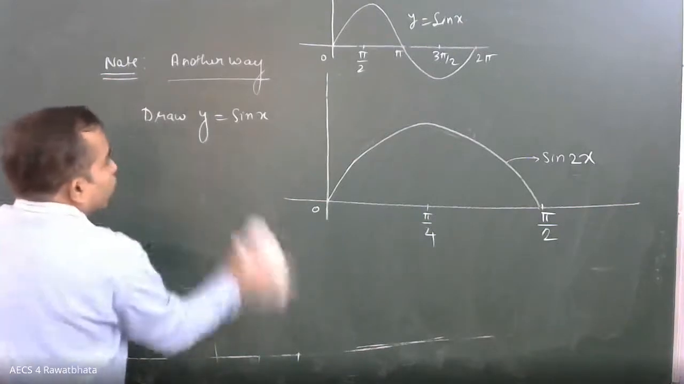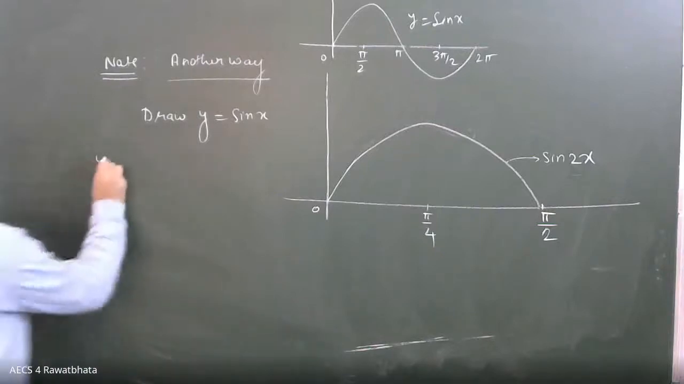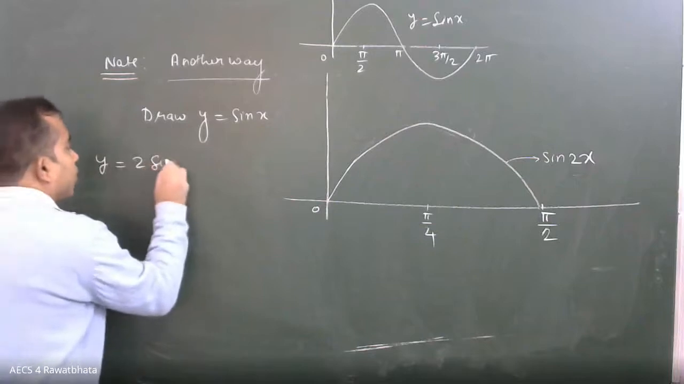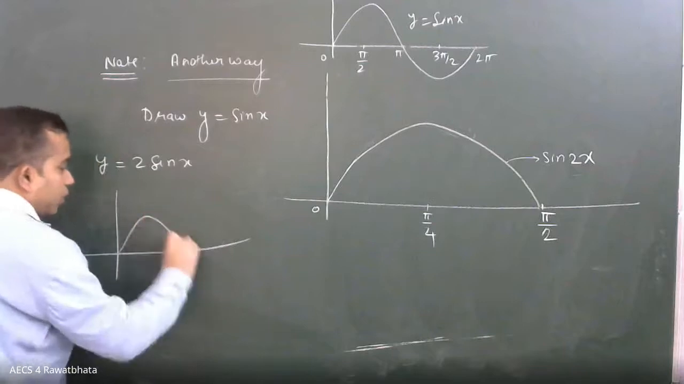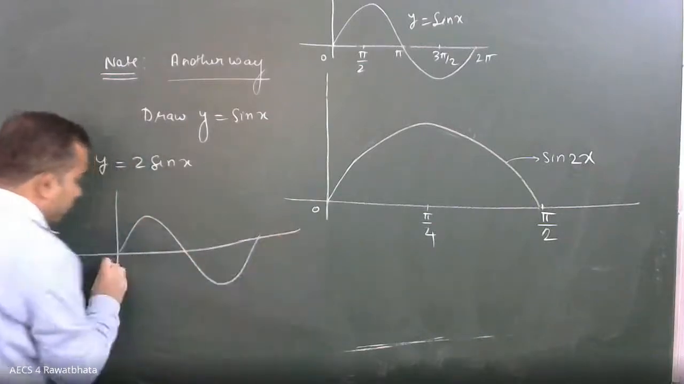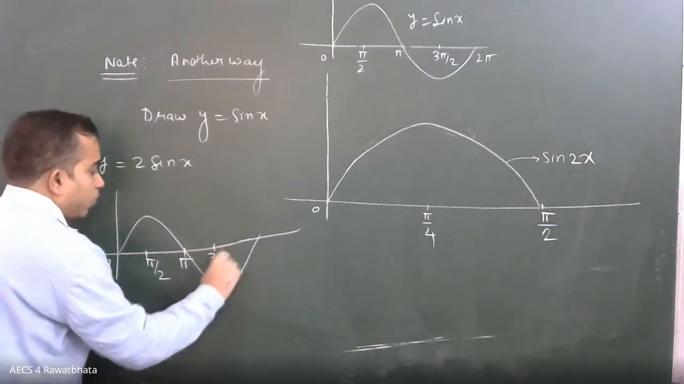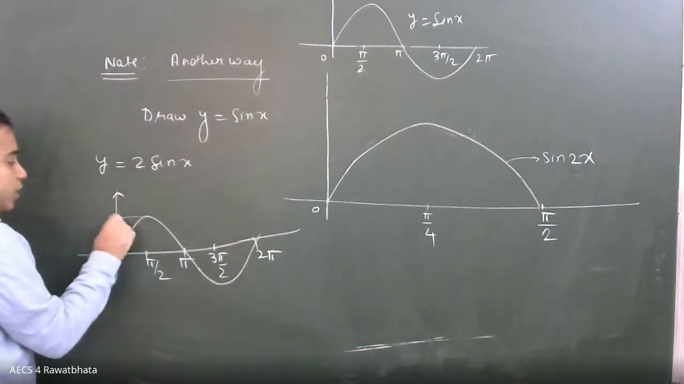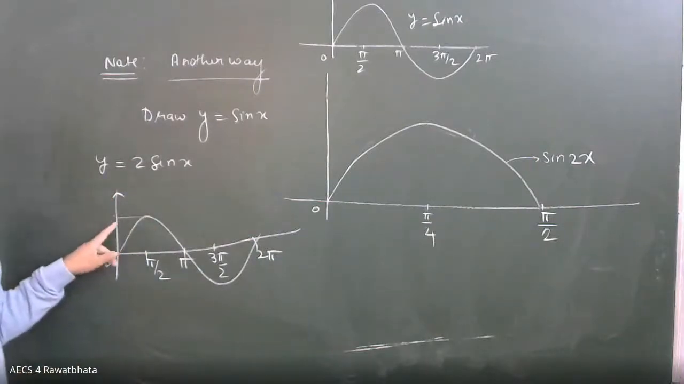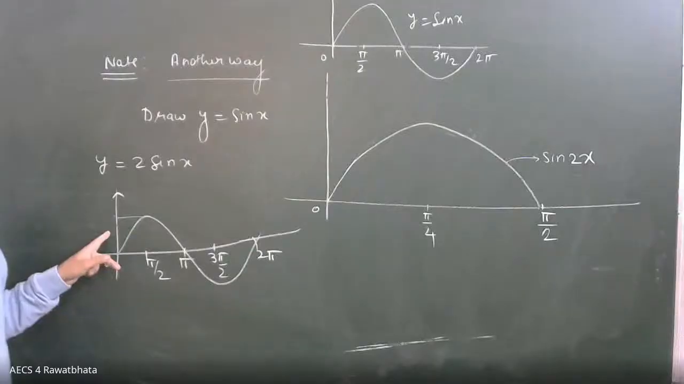Now let's talk about one more case you had: how to draw 2 sin x. y equal to 2 sin x, how to draw? What do we do for that? The sin x curve should be ready with you. This is 0, this is pi by 2, this is pi, this is 3 pi by 2, this is 2 pi. Okay, this point is how much? Will someone tell me? Anyone in the class? 1. This is 1. Yes, exactly.